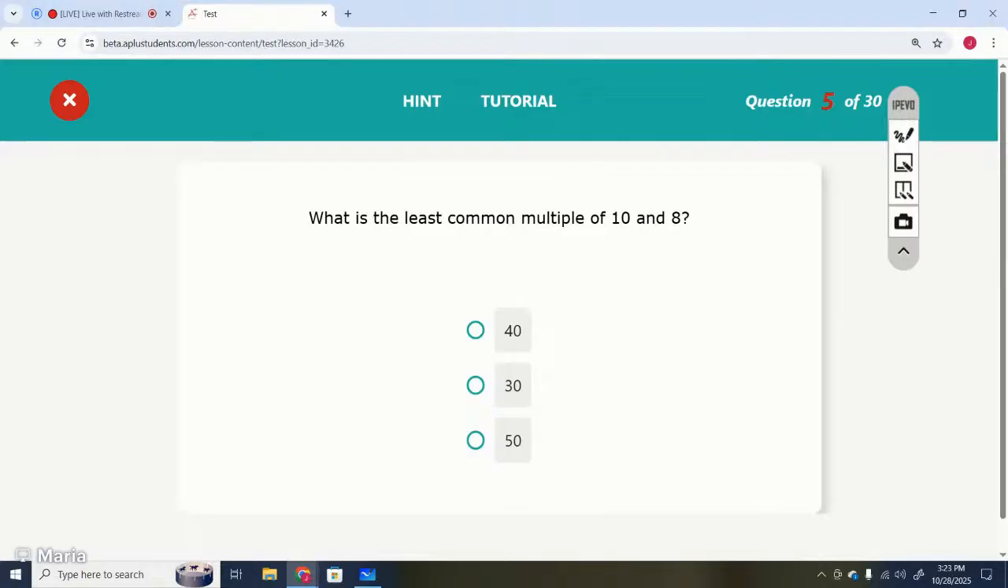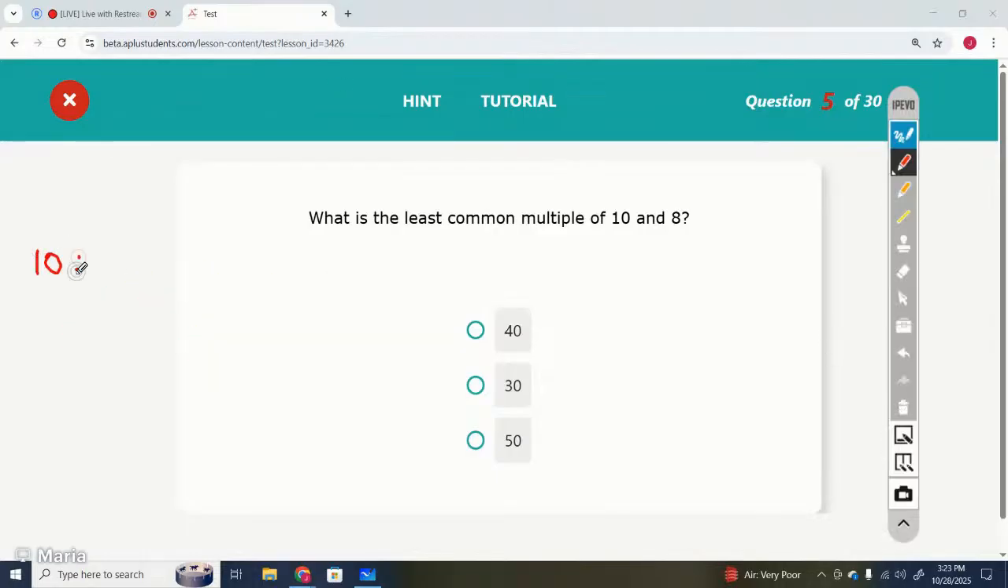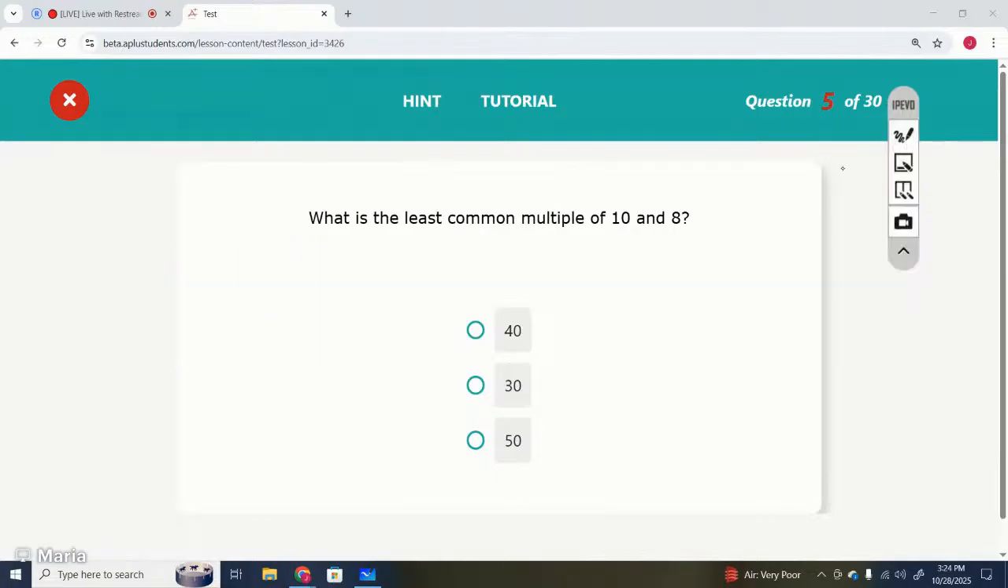What is the least common multiple of 10 and 8? Let's just write down the multiples of 10 and then the multiples of 8. No one is answering the questions. Why? 10 times 1 is 10, 10 times 2 is 20, 10 times 3 is 30, and 10 times 4 is 40. Now write down the multiples of 8. 8 times 1 is 8, 8 times 2 is 16, 8 times 3 is 24, 8 times 4 is 32, very good, and 8 times 5 is 40. So the correct option is 40, very good.